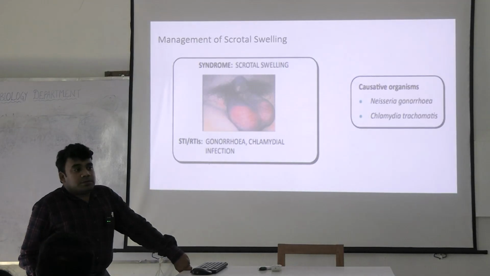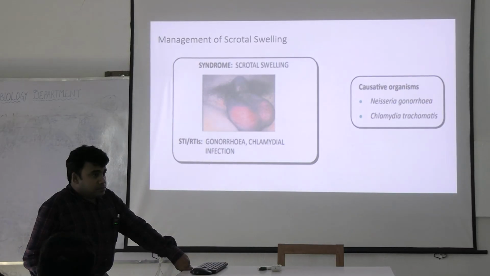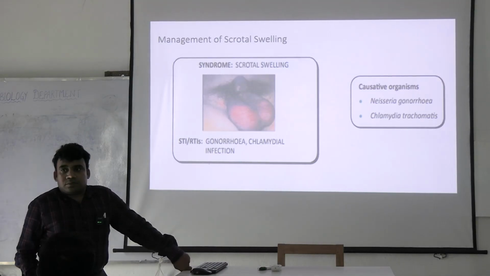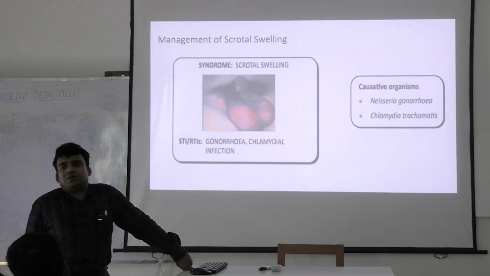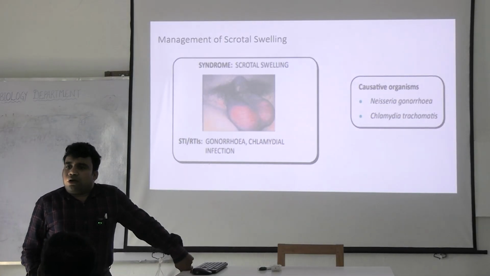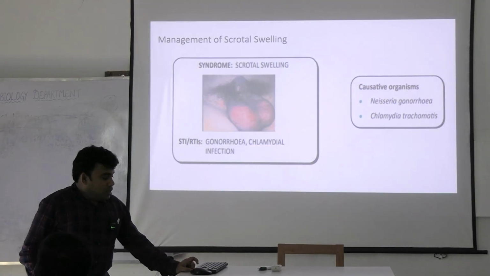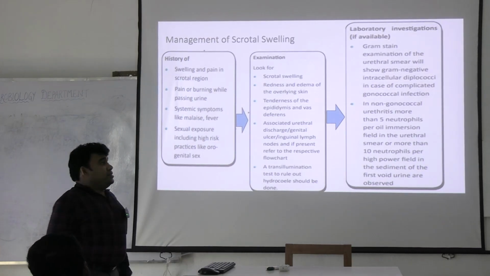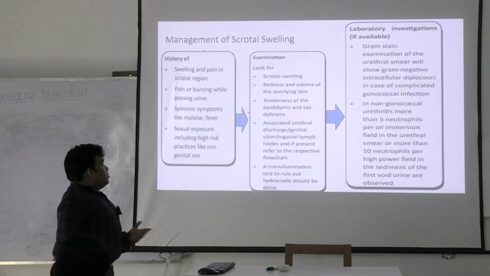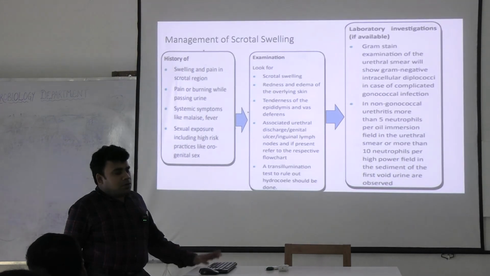Syndromes, scrotal swelling: STI or RTI positive. The agents are Neisseria gonorrhoeae and Chlamydia trachomatis, causing gonorrhea and chlamydia. So the other manifestation in males that can be seen is pain in the groin associated with scrotal swelling. The same organisms may also cause it. Now, in this case scenario, what will we have to do? Management of scrotal swelling: history, it's the same.